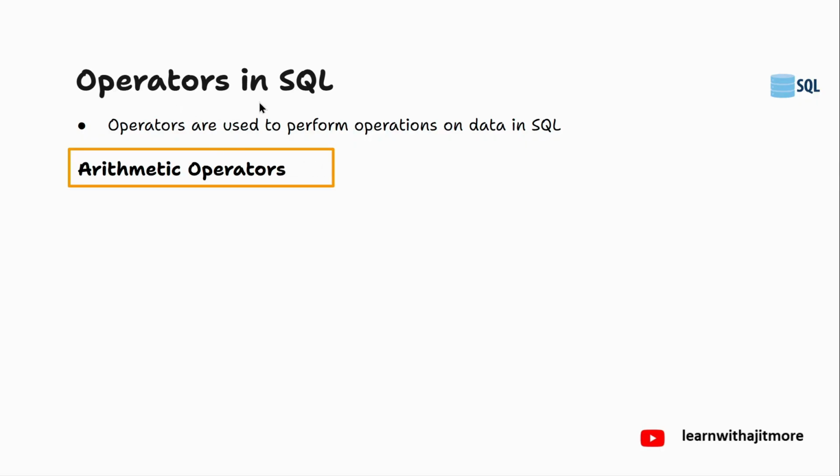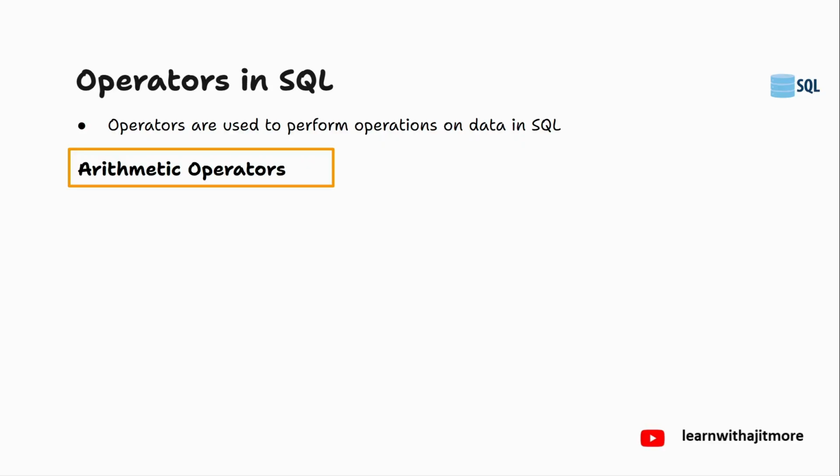So the definition is clear. What is an operator? It's a special symbol or a keyword that performs a specific operation on the operand and returns a single value as the result. What can be operands? A column can be an operand, and literals can be operands. Then we have arithmetic operators.